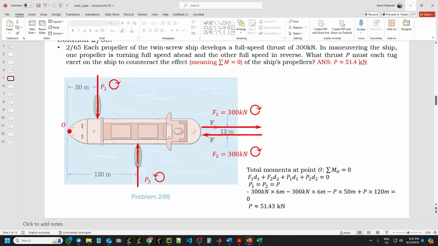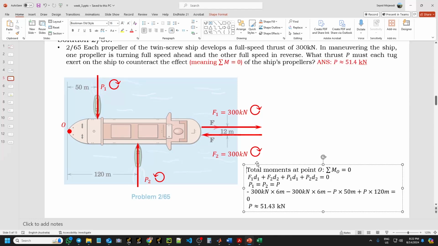So we assume that instead of this tug force, we just put the force, which is in this way, and this one is also in this way, and we assume that they have the same magnitude. So again, these two are parallel, and we have the distance between them, which is 120 minus 50, which is 70. Okay, do not look at here. This is another way that students use, but I will not recommend this way. I will tell you why.